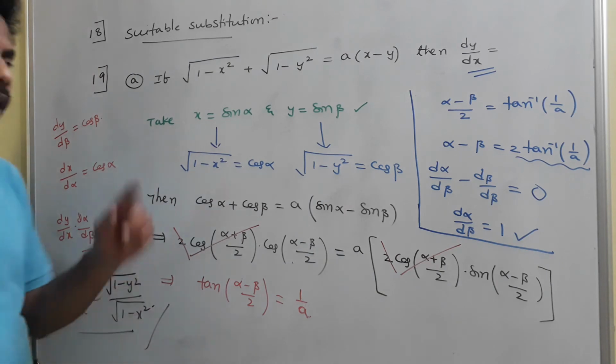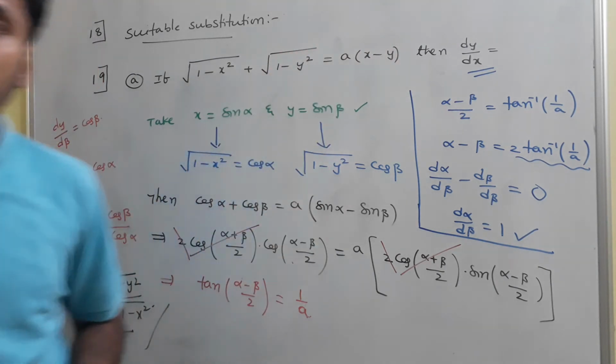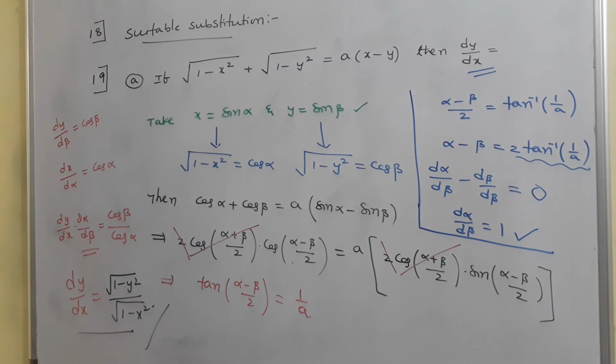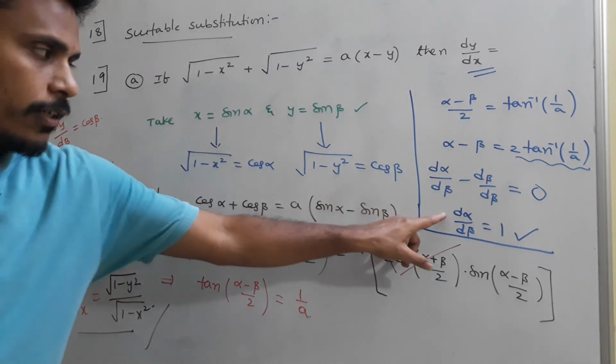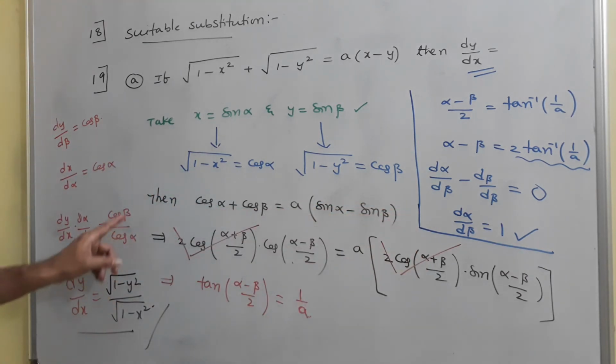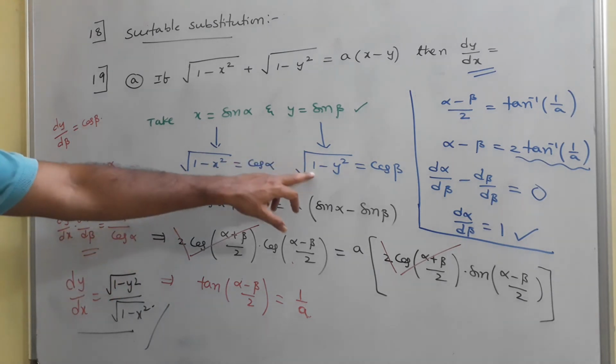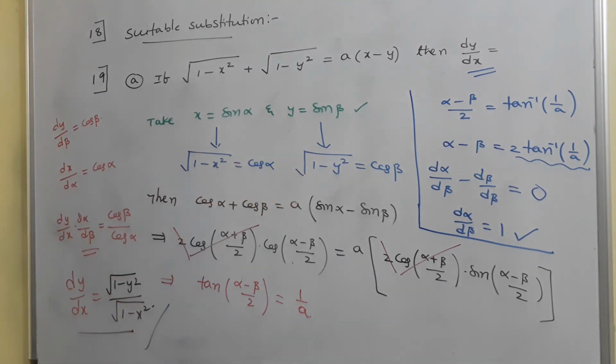Right. But our target is to find dy by dx. Just look at this part. Now I need dy by dx, but y is cos beta, x is cos alpha. And so dy by d beta is cos beta, dx by d alpha is cos alpha. Divide this first statement by this second statement, you will get this part. Since this is 1 as we found here, dy by dx is cos beta by cos alpha. Replace cos beta and cos alpha like this. So dy by dx is root of 1 minus y square by root of 1 minus x square.